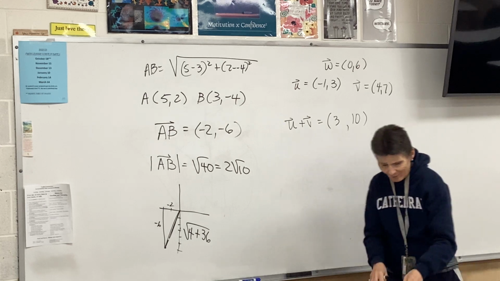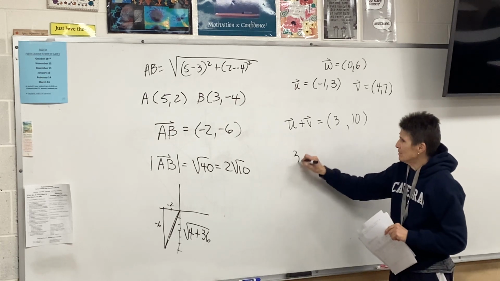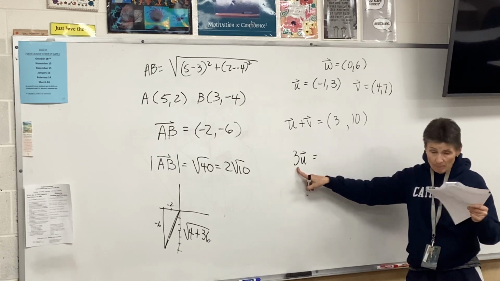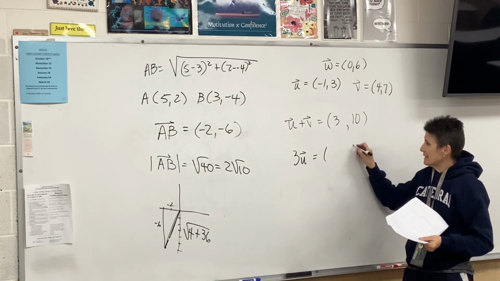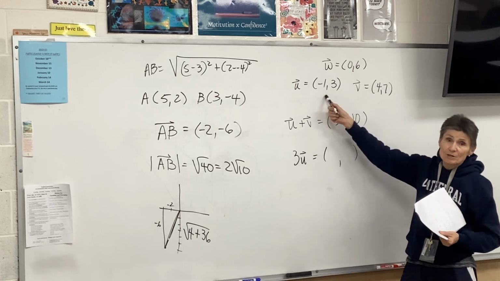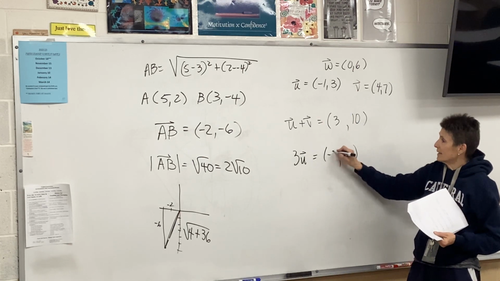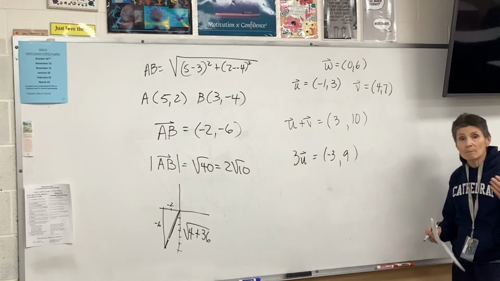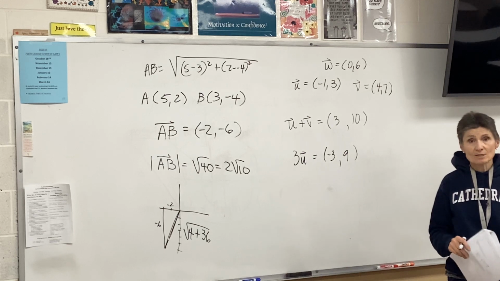10. Easy peasy. 3U, here's our scalar multiplication. We're taking a scalar, a number, times a vector. And again, if you were sitting here, I know what you'd all say to me. Here's vector U, triple it. So -3, 9. Vector U backs up 1, so 3U's is going to back up 3.